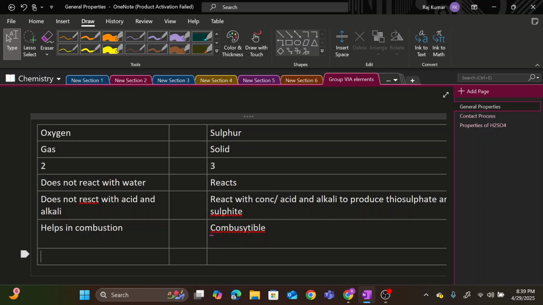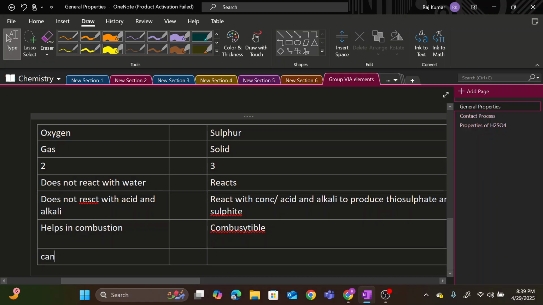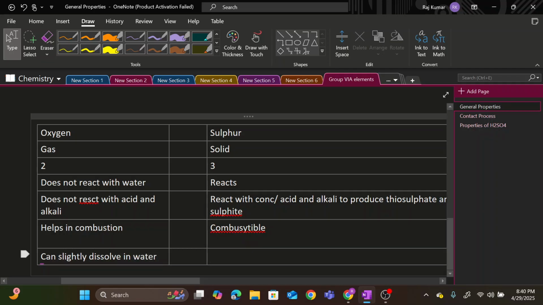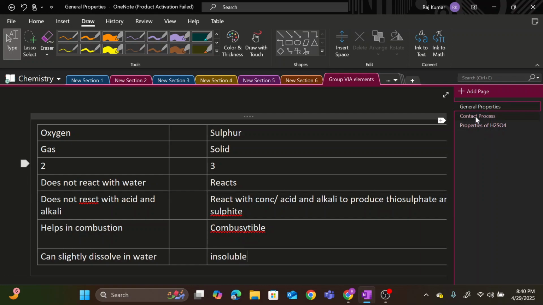Oxygen can sparingly dissolve in water, slightly dissolve in water, but sulfur is totally insoluble in water. These are a few differences.